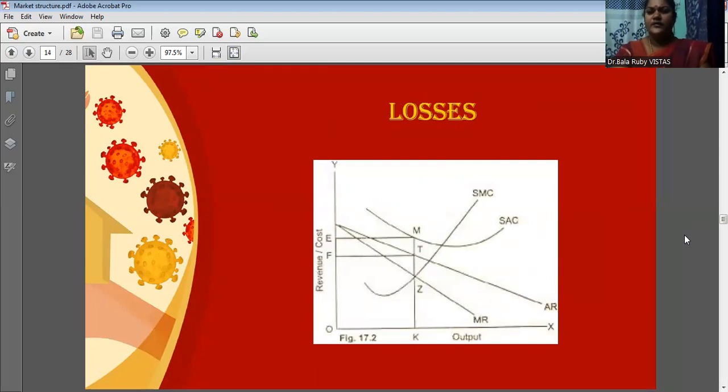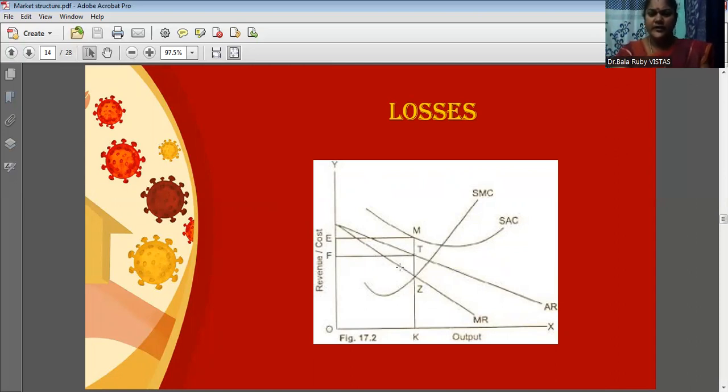Then come to the third possibility. The third possibility is that sometimes there is a possibility of incurring some loss also. So first you draw this average revenue and marginal revenue. It is a downward sloping curve. The average revenue curve should be higher, the marginal revenue curve should be lower. Then you draw this average cost curve. This is the U-shaped cost curve and it should be higher than the average revenue curve. Then you draw this marginal cost curve. It passes through the minimum point of the average cost curve.